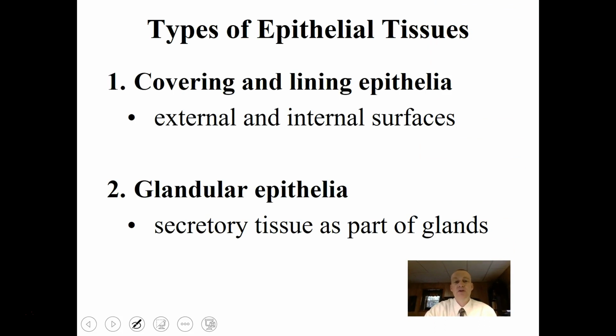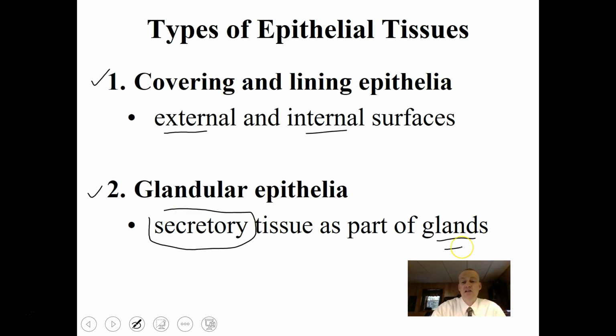So there, you know, the types of epithelial tissue, we have epithelial tissue that serves as covering and lining epithelial. These typically will cover and line the internal and external surfaces. So they cover your organs and cover all the internal parts of your body, and they make up membranes for your cavities. We also have glandular epithelium, and these will be tissues that will be secretory. That is, they make and secrete products as part of glands.